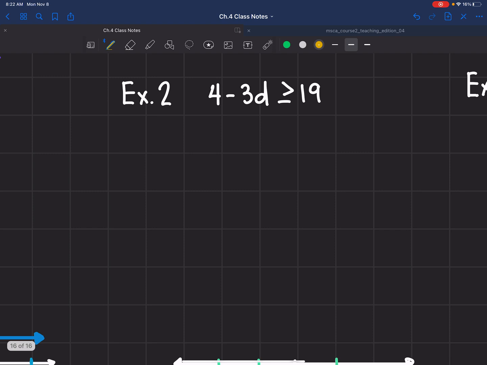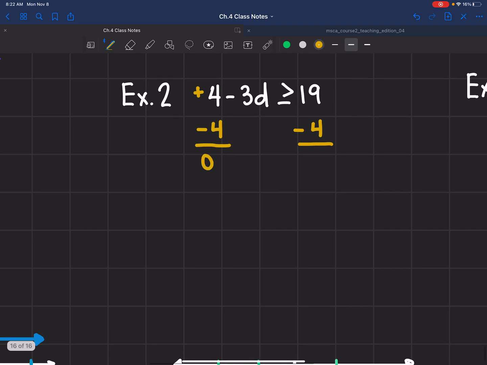All right, so now we see positive 4. We want to subtract 4 from both sides. That's 0. Bring down the negative 3d is greater than or equal to 15. Again, we want to get rid of the coefficient. This time it's negative 3.